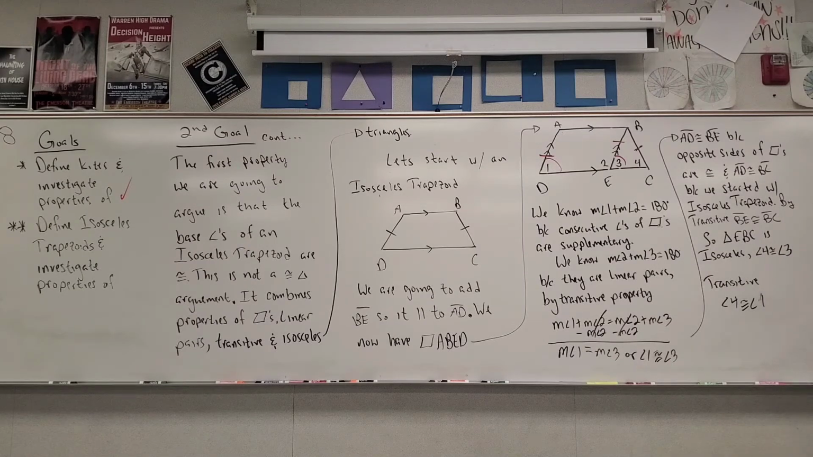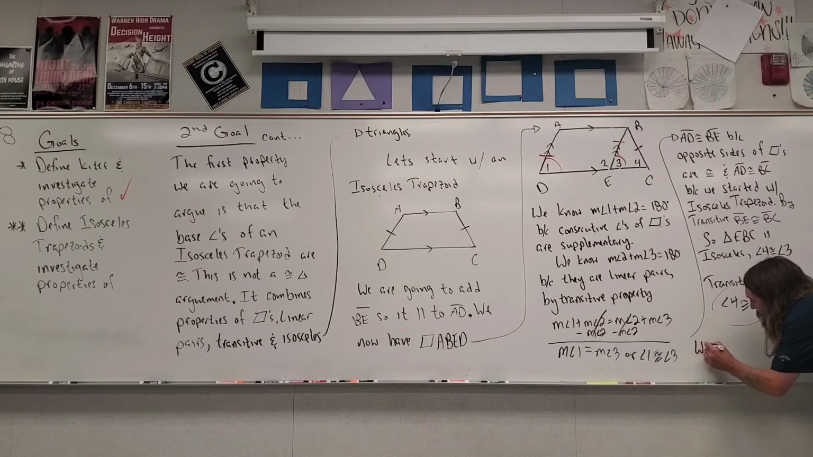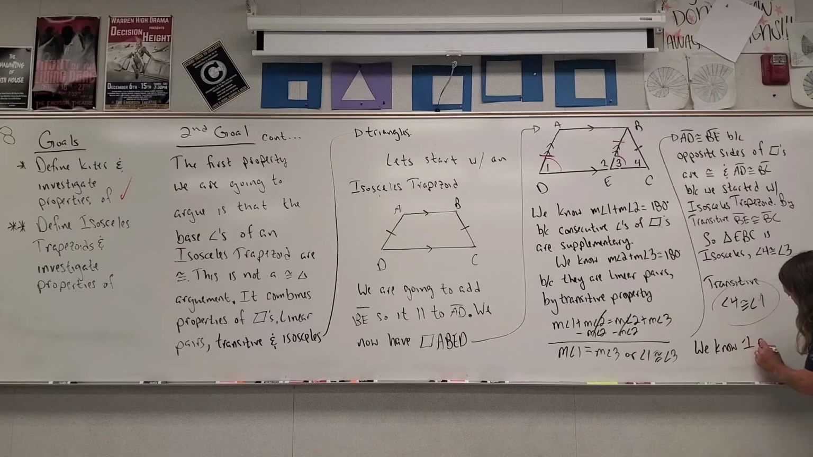So what this just did right here is I just argued that I have a pair of congruent base angles. I've just argued that angle D is congruent to angle C. So we know one pair of base angles are congruent. Angle 4 is congruent to angle 1, or angle D is congruent to angle C.